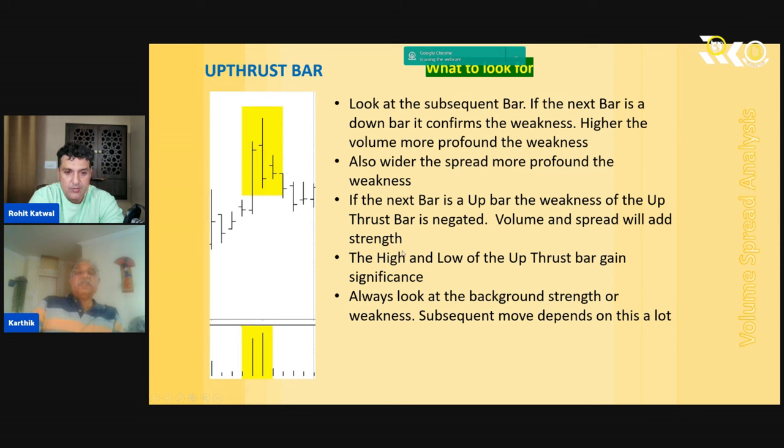But if the next bar is again an up bar, the weakness of the upthrust bar will be negated. So we always need confirmation. Here again, the high and low of the upthrust bar gain some significance, just like the BC bar. And always look at the background for strength or weakness. What was the previous move? Whether it has been a strong up move or a sideways move. The subsequent move depends on the background strength.